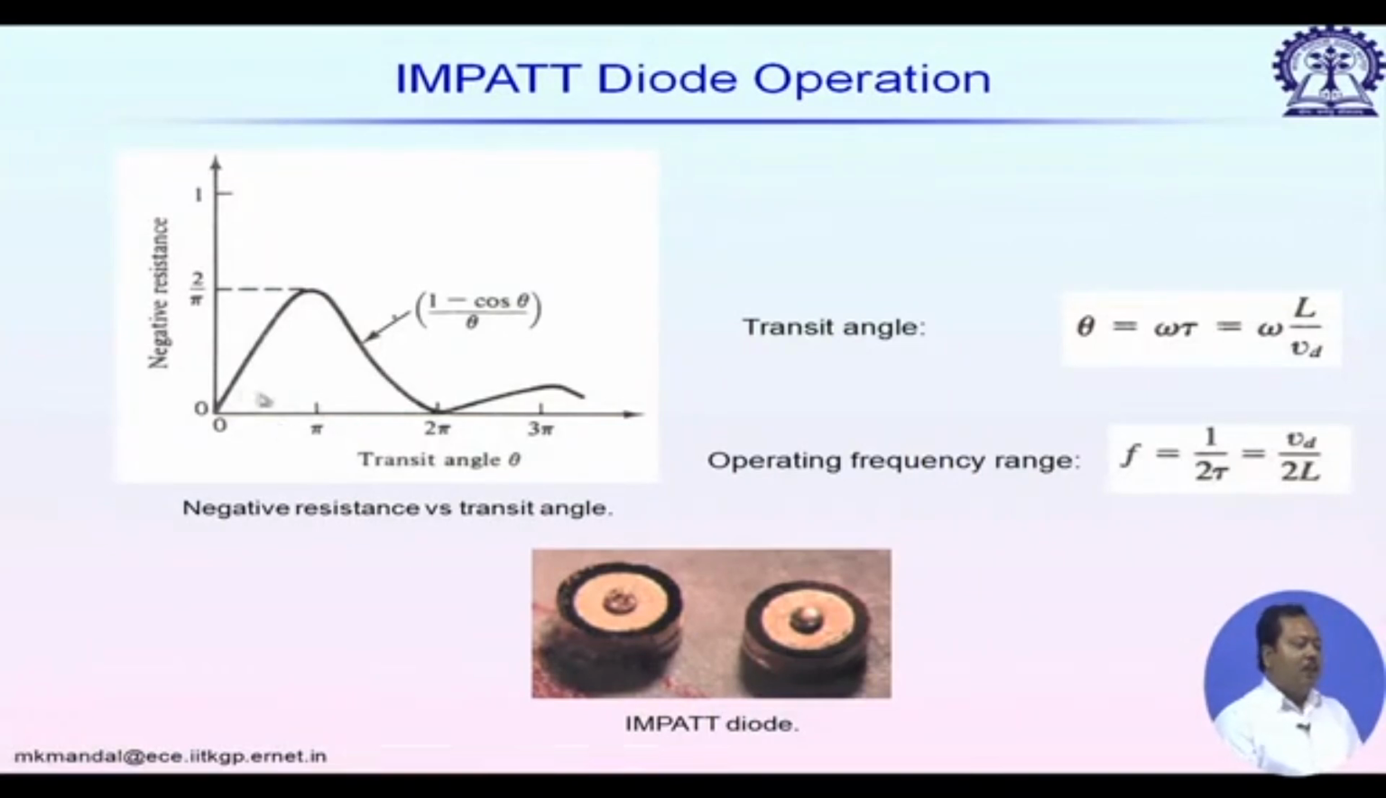So, here we have a plot of negative resistance versus the transit angle. Transit angle is simply omega t, where t can be given by L by V d. L is the length of the intrinsic region.